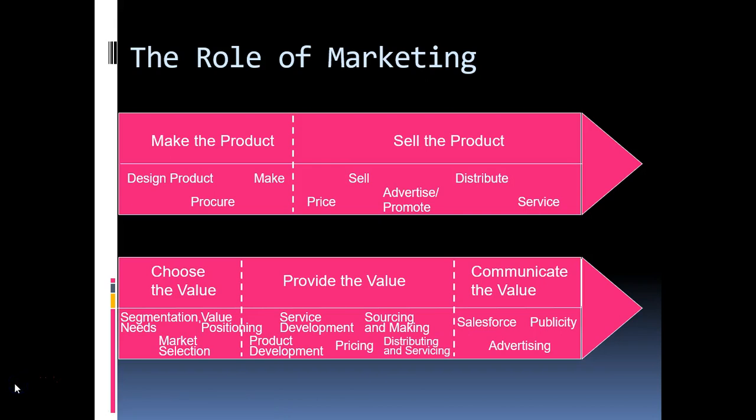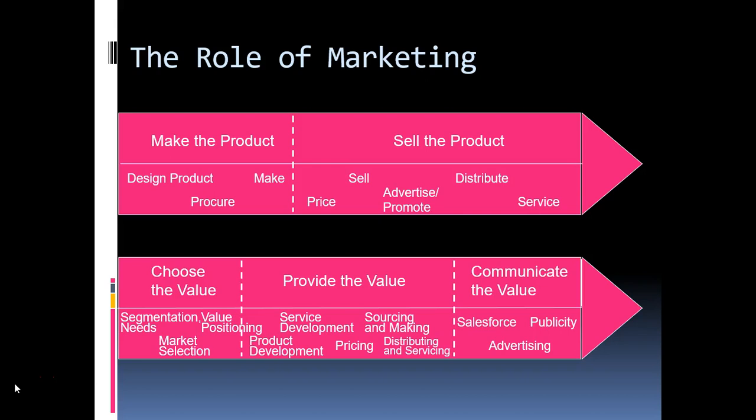Have a look at this slide. It looks a little bit complex when you first look at it, but the top arrow is made up of an organization that sees marketing very much as a process. So we make a product, we design it, we procure the ingredients or whatever it might be, and then we sell that product. We think about how we're going to advertise it, distribute it, is there a service element, how much will we sell it at?